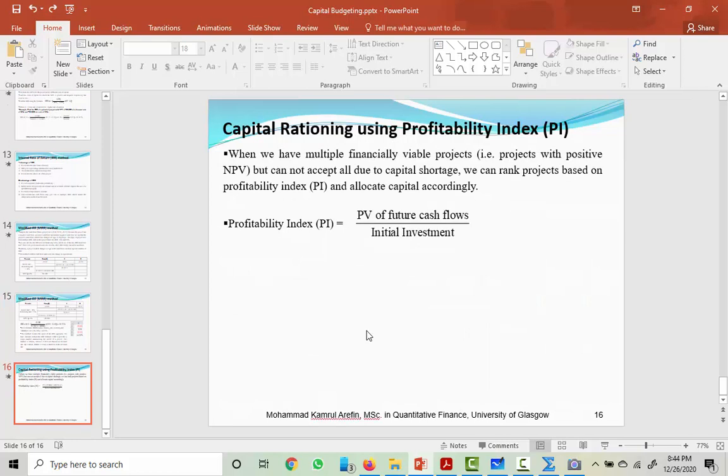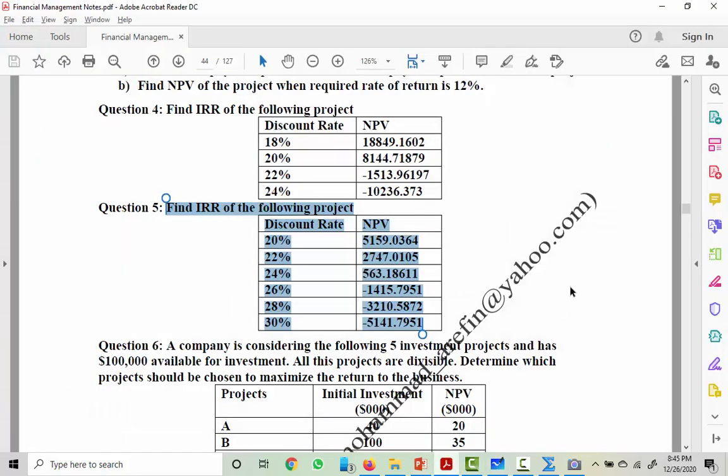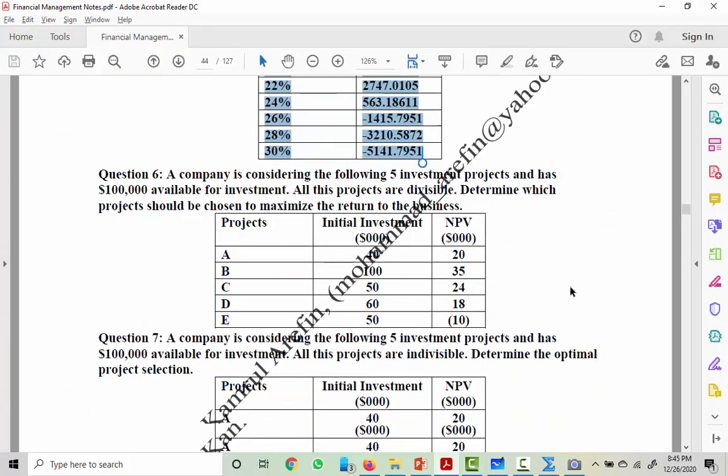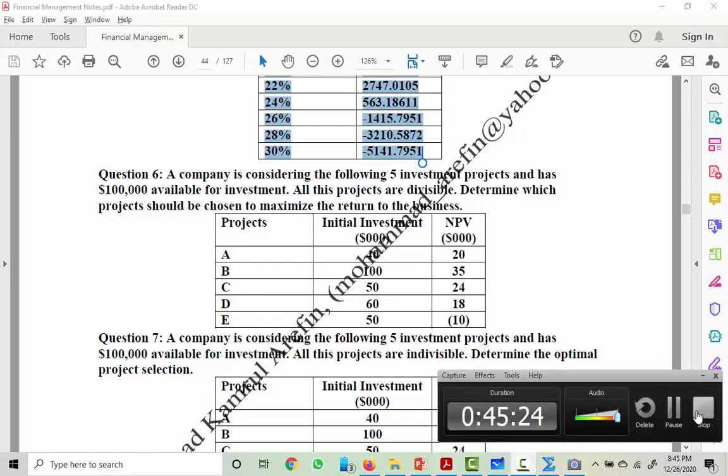Now let us move to capital rationing using profitability index. So when should we go for this? Suppose you have multiple projects in your hand, and you want to evaluate multiple projects. Most of these projects are good, because most of the projects have positive NPV.